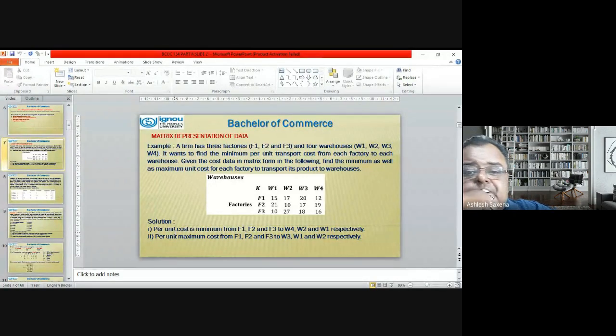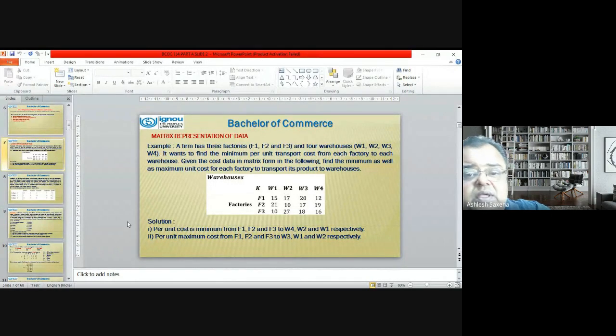Here you can see we are given this thing in the problem. Warehouses are W1, W2, W3, W4, and your factories are F1, F2, F3. Unit cost is given to us. That means here we can see that this is a 3 by 4 matrix. There are 3 rows and 4 columns, as you can see. These are the 3 rows and these are the four columns.